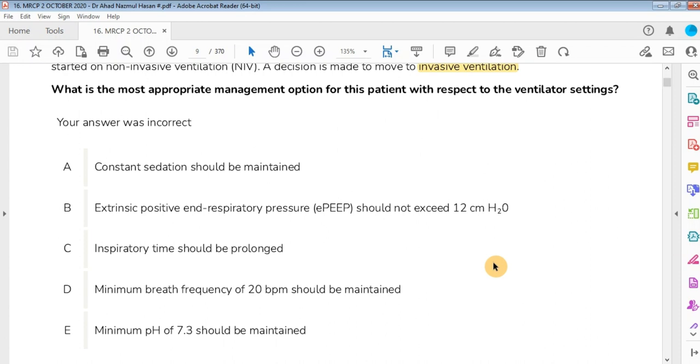What is the most appropriate management option for this patient with respect to the ventilator setting? Constant sedation should be maintained. Extrinsic positive end-expiratory pressure should not exceed 12 centimeters of water. Inspiratory time should be prolonged. D, minimum breath frequency of 20 breaths per minute should be maintained. E, minimum pH of 7.3 should be maintained.